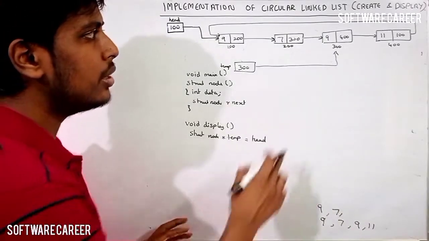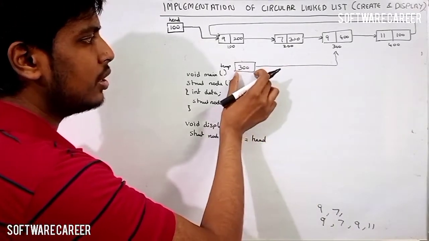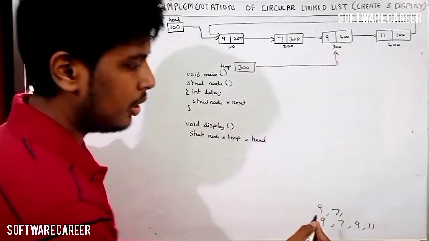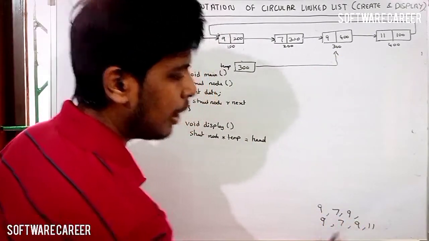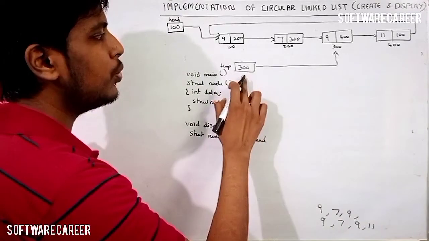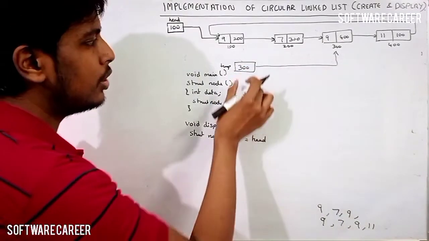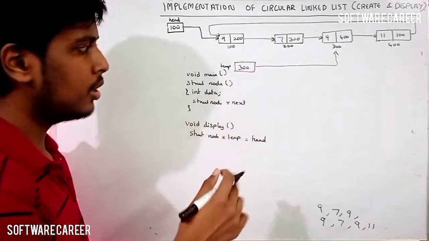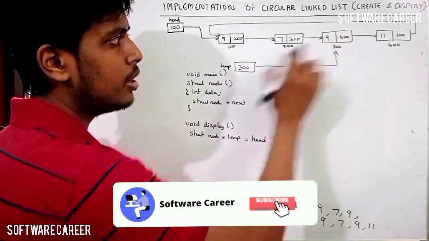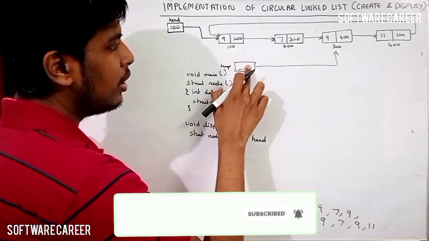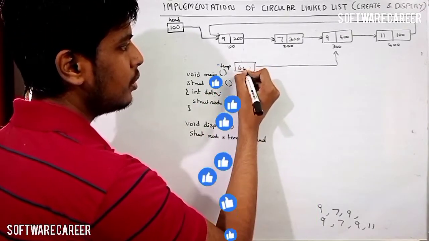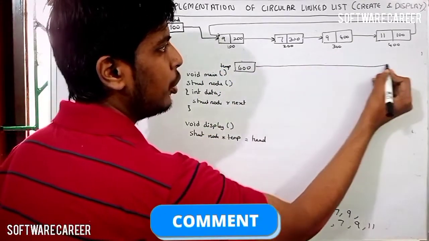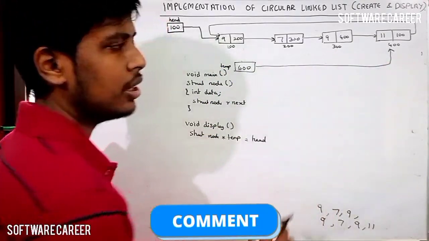Now see, again the same step: I should print the data present at this temp address. Temp address is 300. 300 data is 9. So I have printed 9. Now I should move the temp pointer to the next node, so I should update this temp value. Temp is temp next. Temp is 300. 300 next is 400. So I am updating it to 400. Now I am pointing this temp pointer to the node which has address 400.